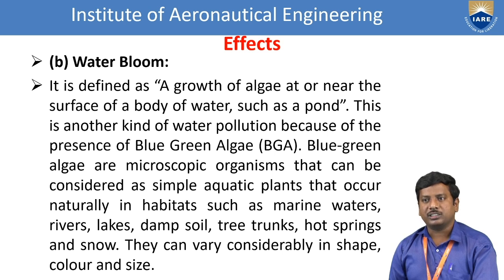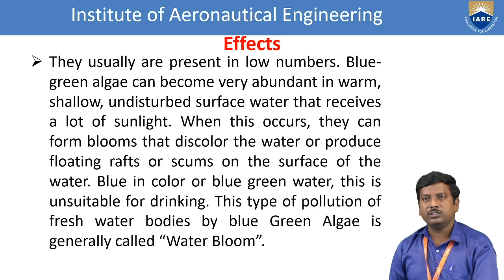They can vary considerably in shape and color. They usually are present in low numbers. Blue-green algae can become very abundant in warm, shallow, undisturbed surface water that receives a lot of sunlight. When this occurs, they can form blooms that discolor the water or produce floating rafts or scums on the surface of the water. Blue or blue-green water like this is unsuitable for drinking.